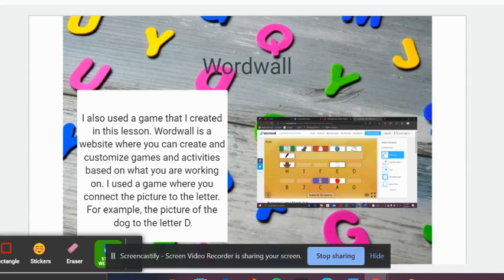The next tool I used was WordWall. I used a game that I created in this lesson. WordWall is a website where you can create and customize your own games and activities based on what you're working on. So I used a game where you connect the picture to the letter. For example, you would connect the picture of the dog to the letter D.